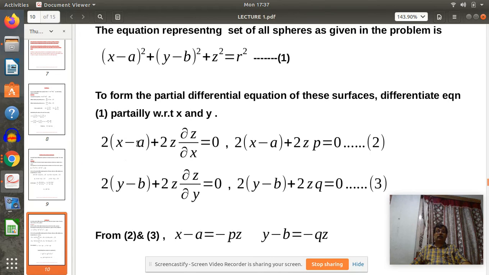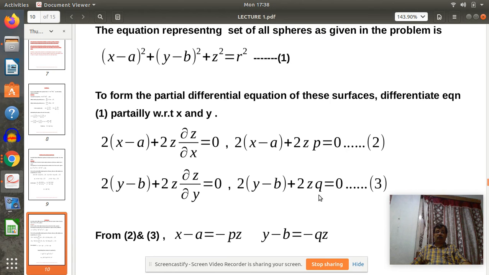For x, on differentiation, 2 into x minus a plus 0, plus 2z dou z by dou x equal to 0. On the right side, r square, the derivative is 0. So 2 into x minus a plus 2zp equal to 0. Similarly, with respect to y, what we get is 2 into y minus b plus 2z dou z by dou y, that is, 2 into y minus b plus 2zq equal to 0. Now we have these two equations.